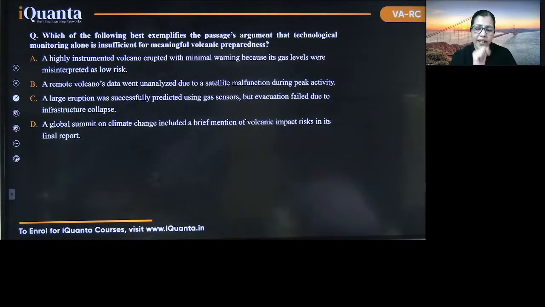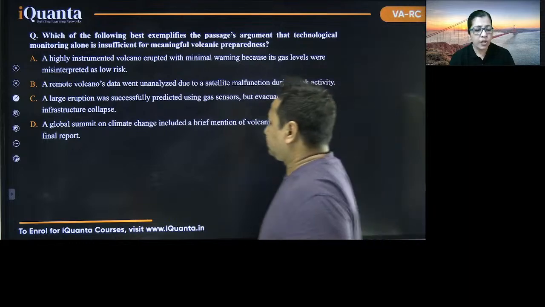But there was a very close, these two were very close options, A and C. A is the answer over here. आप A देख लो क्या कह रहा है. A highly instrumental volcano erupted with minimal warning. ये तो पता ही नहीं चला, फट गया, because its gas levels were misinterpreted as low risk. So the technical stuff was there. You could understand कि ये कभी फटेगा, but interpretation was the problem. तो question क्या कह रहा है? Technical alone is not enough. Interpretive infrastructure आपका weak है. Interpretive facilities weak है. This was the claim of the author. उसके हिसाब से option A is the best one, although option C was a very close second. ठीक है? So this was also doable.